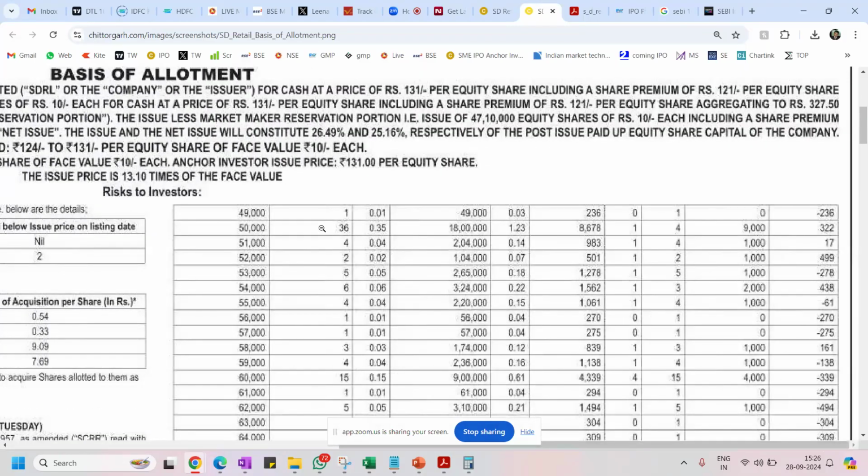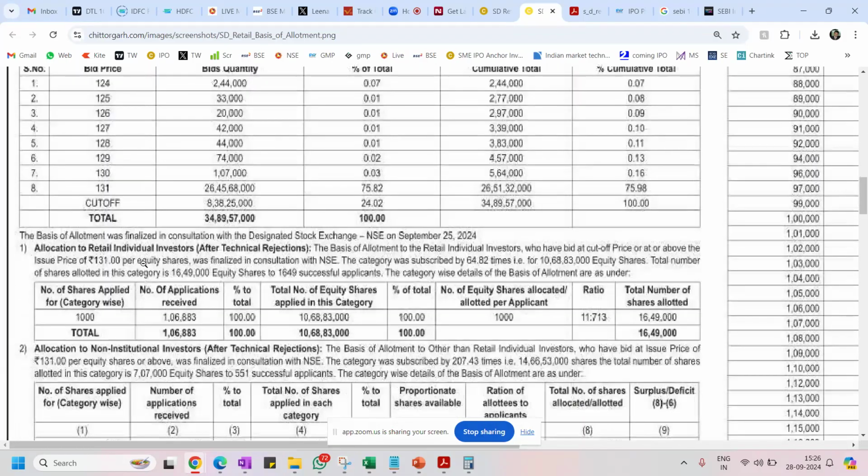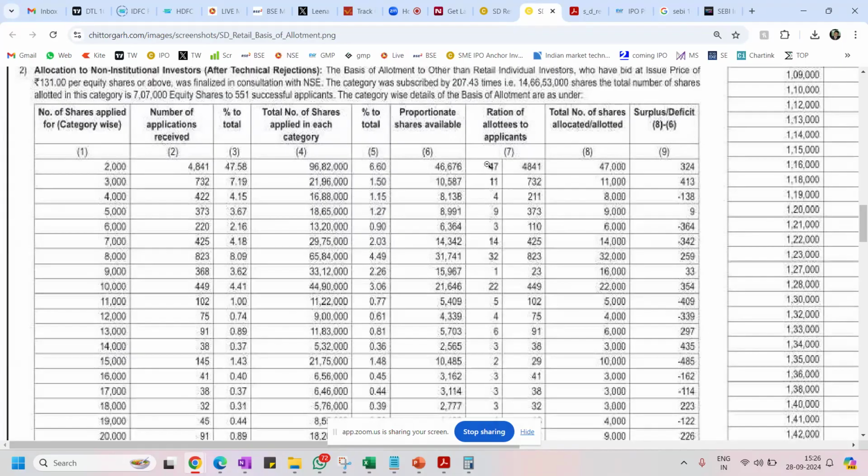And again, let's continue with the 2,000 shares example. Once they decide that 47 people will get the allocation, there is a lottery out of these 4,841 people, and 47 lucky people will get one lot of SD retail.